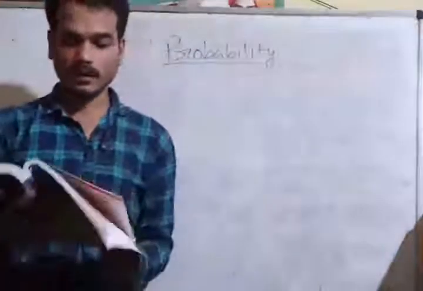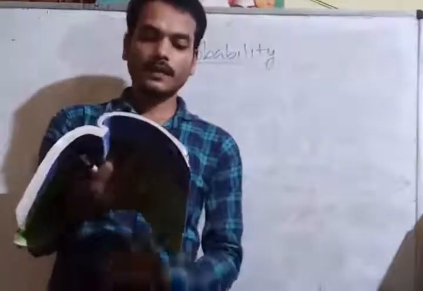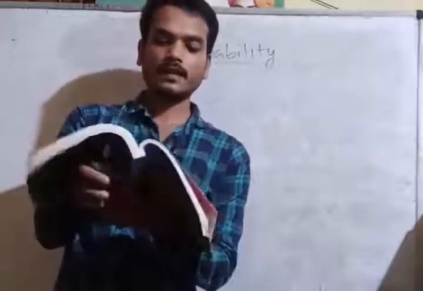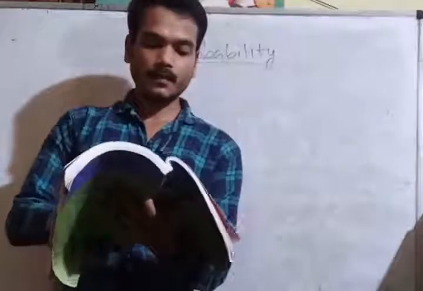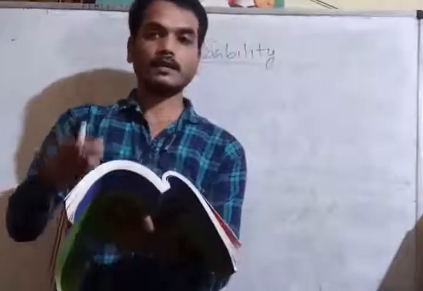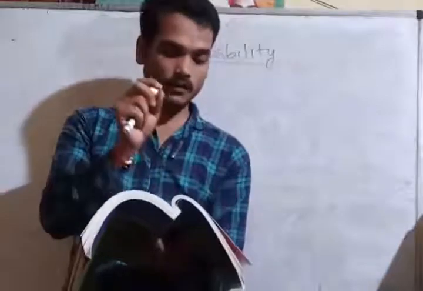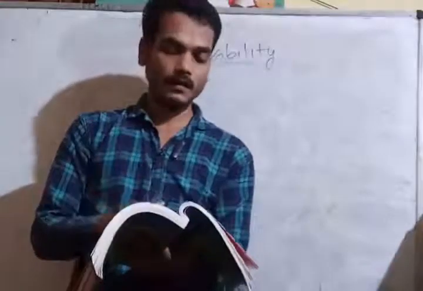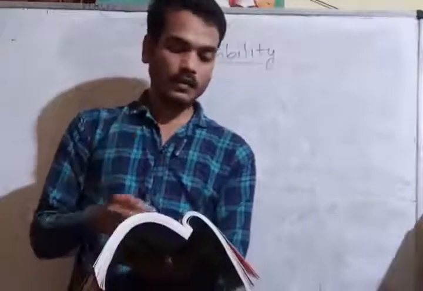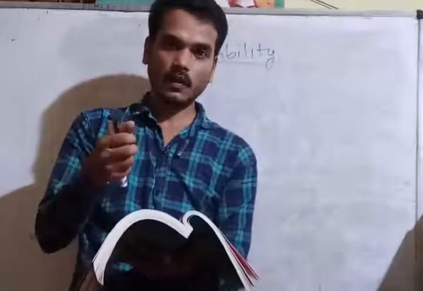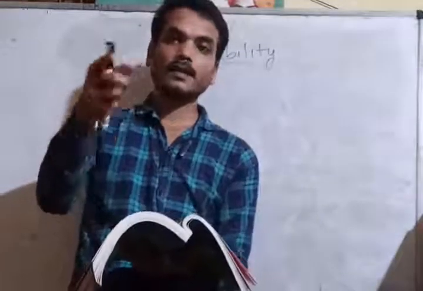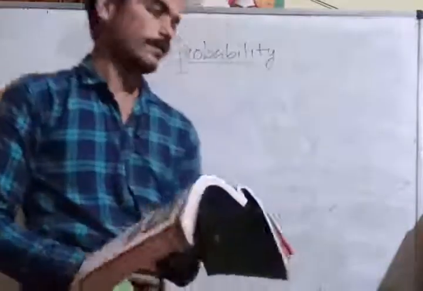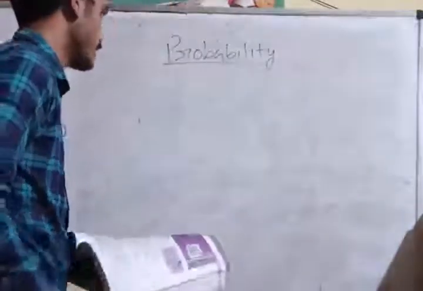Now, your question number 3. A coin is flipped to decide which team starts the game. What is the probability that your team will start? Now, two teams are going to play a game. So, before the game, you have to toss the coin. So, after flipping the coin, what is the probability that your team will start?